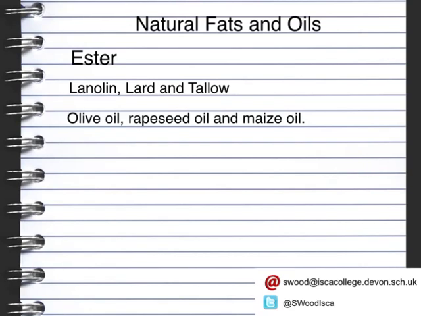Animal fats tend to be saturated, whereas vegetable oils tend to be unsaturated. This means that unsaturated oils are better for us in terms of our health, because a poor diet will cause a build-up of cholesterol. So it is better to have more vegetable oils, which are unsaturated, than saturated fats in your diet.